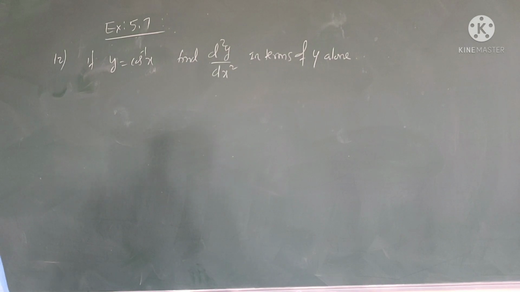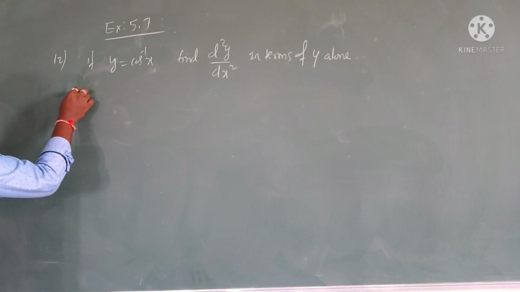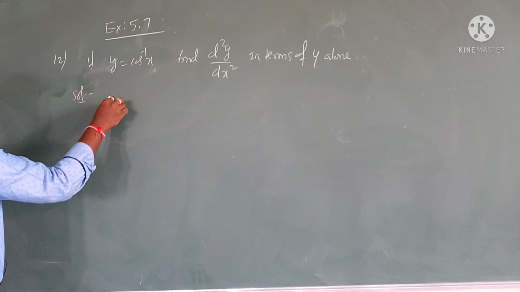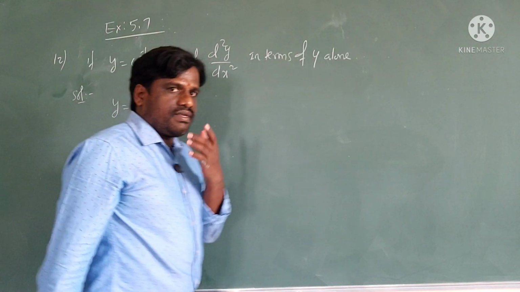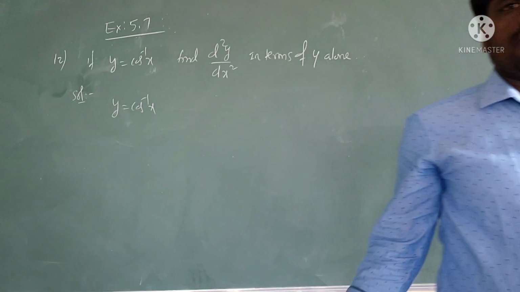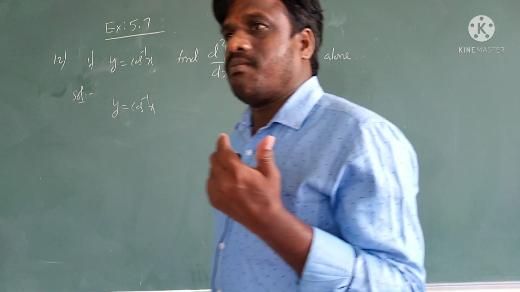Okay, now look at here. Already I discussed about second derivative test. So here y is equal to cos inverse x. Now we do it a little fast because the previous was the shortcuts, so I went a little slow. Already I gave the formulas, right?